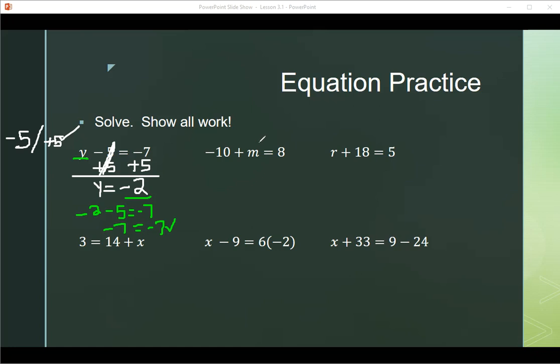Okay, on problem 2, here's my m. And what's happening to my m? Well, a lot of times you guys will tell me that what's happening to this m is that I'm adding 10. But if you look, the m is positive, and the 10 is actually negative, so I'm really subtracting 10 here. So the opposite of subtracting 10 would be adding 10. So I'm going to need to add 10 to both sides of the equal sign.